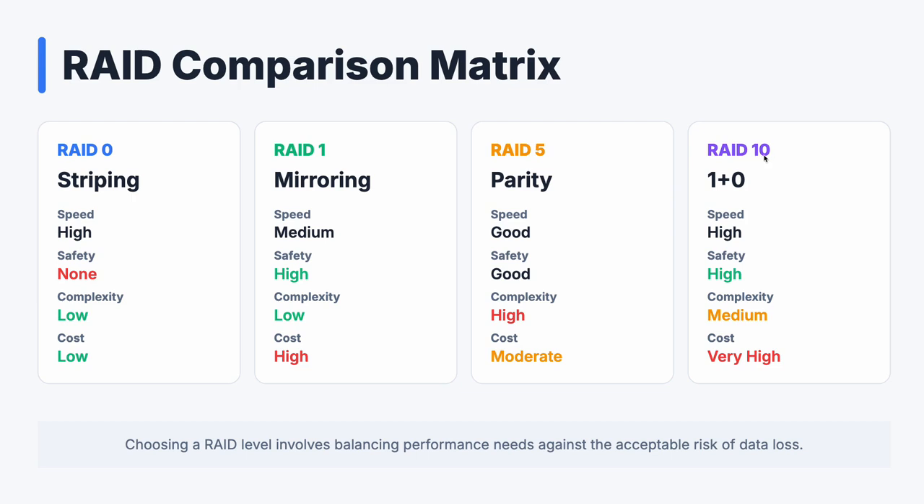When we move to RAID 10, the speed is high, as we can see here. The safety also increases because of mirroring. We didn't have safety in striping. Complexity increases and the cost is very high because now we need 4 disks. So these are various RAID levels using which we can decide which is best suited for our application, and we can use our RAID level accordingly.